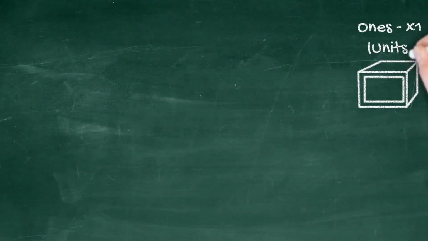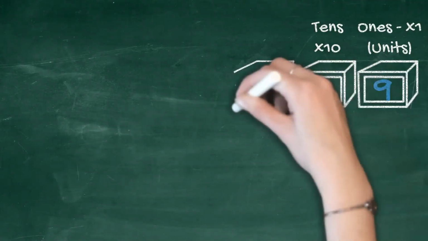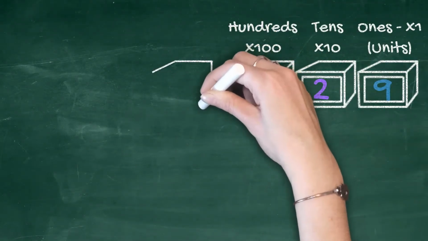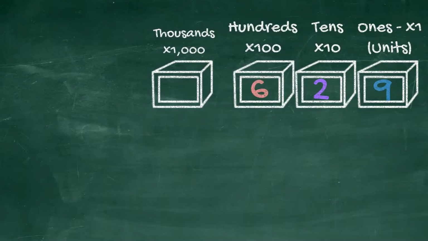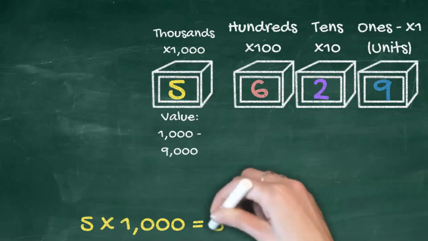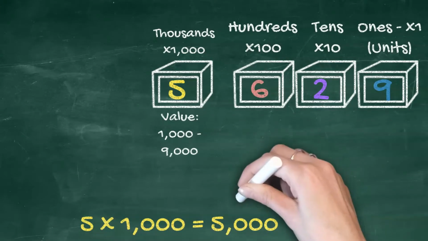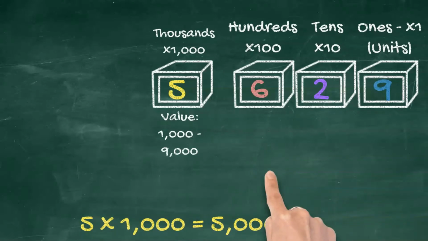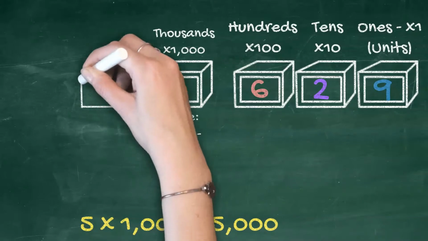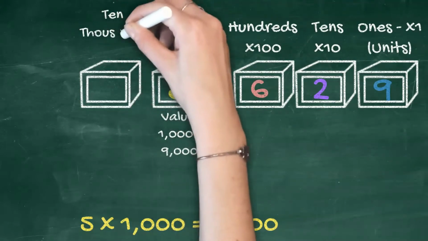Let's add a fourth box. Like every new box, it goes to the far left. Box number 4 is thousands, and the digit in this box will represent a value from 1,000 to 9,000. We'll put a 5 in this box, which gives it a value of 5,000. Now our number is 5,629. Box number 5 goes to the left again, and this one is 10,000s.